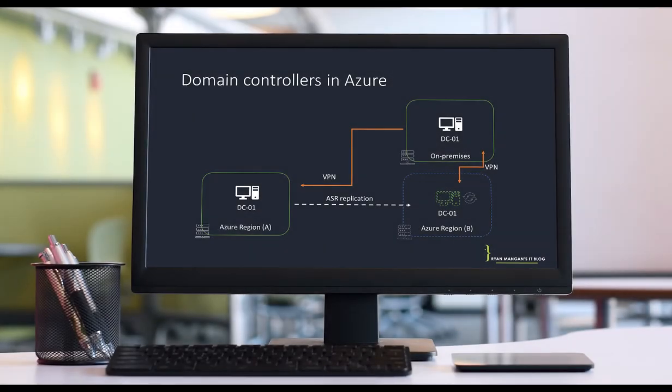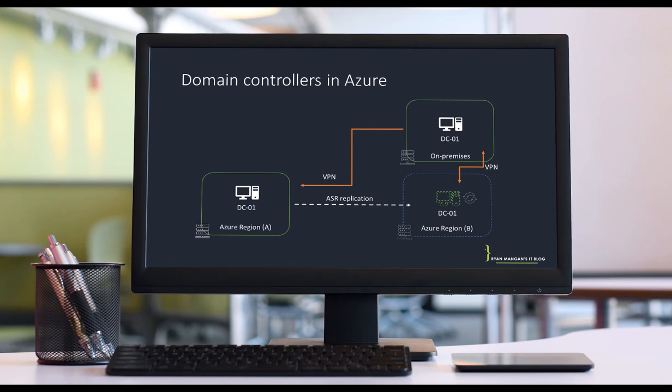The second example shows an on-premises domain controller connected to region A and region B. As you can see from the diagram shown, we have a primary region annotated as A, which has ASR configured to region B. We also have an on-premises VPN connection to region A and region B, which facilitates the communication of an on-premises domain controller.